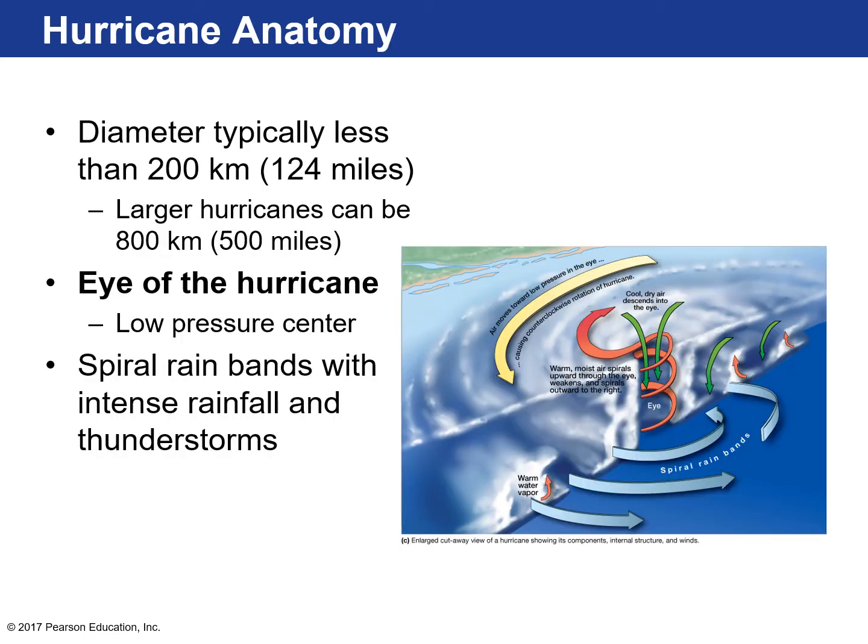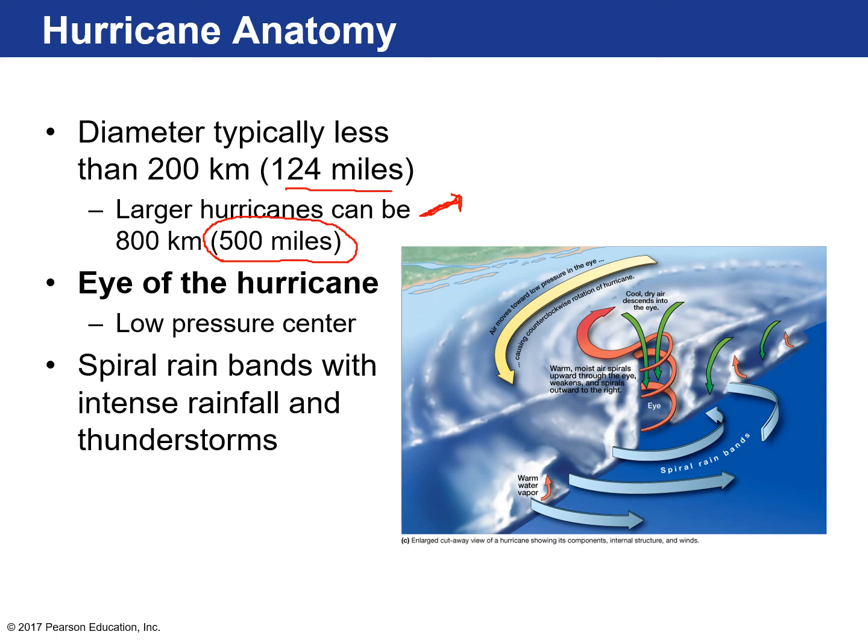So let's look at the anatomy of a hurricane. If you were to cut a hurricane in half, this is what its innards would look like. The diameter is typically less than 124 miles, but this sadly is becoming less and less true. There are larger and larger storms forming. They can be as large as 500 miles in diameter. Think about that. That's from like Miami to Jacksonville. So that can be the entire diameter of a hurricane. There have been some really big ones, pretty scary.